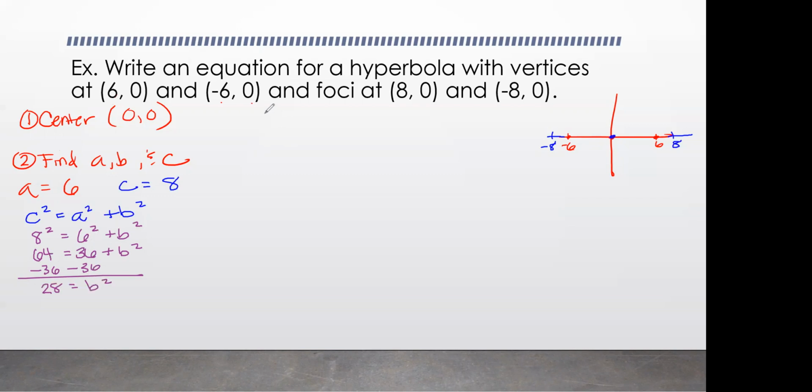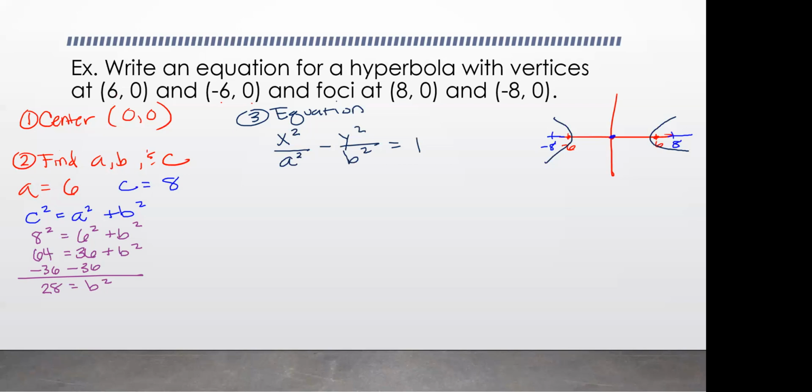So now the last thing is I write my equation, okay? Remember that it's centered at the origin, and the hyperbola opens like this, so this is a horizontal orientation. The equation for a horizontal orientation is x squared over a squared minus y squared over b squared equals 1.